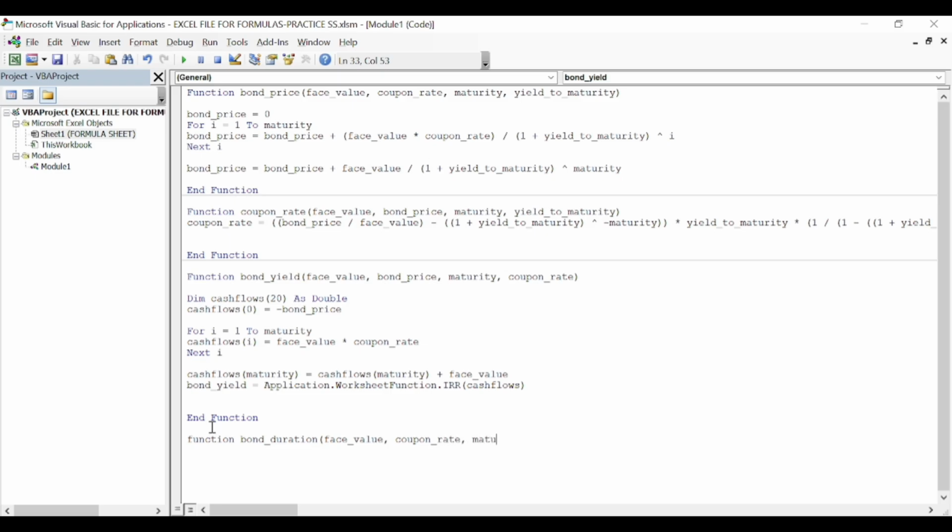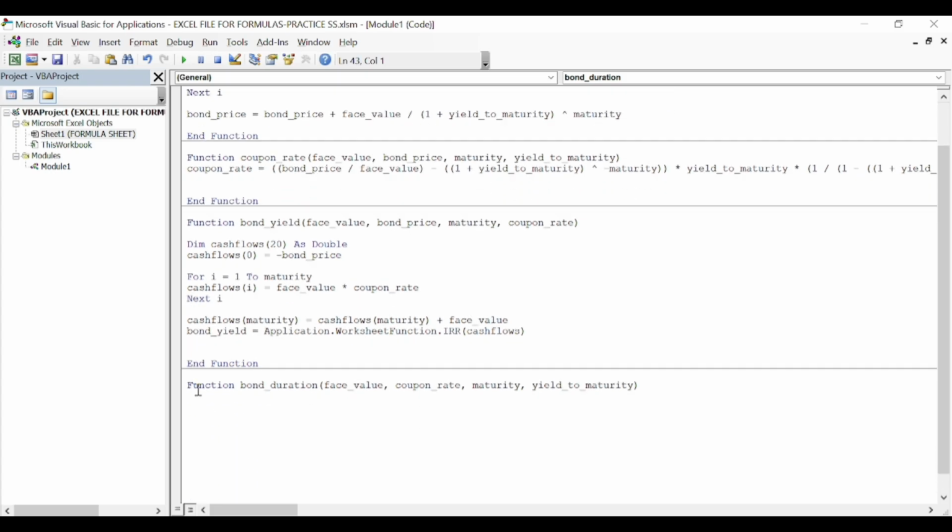So let's see. Very first, we are creating the function called bond duration with 4 inputs: the face value, coupon rate, maturity, and yield to maturity. Face value, the bond's principal, say rupees 1000. Coupon rate, the yearly interest rate, say 8%. Maturity, how many years until it ends, say 5 years. Yield to maturity, the market return rate, for example 10% or 0.10.